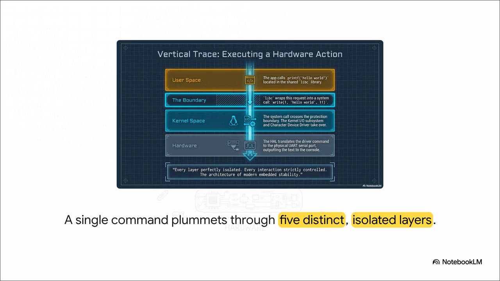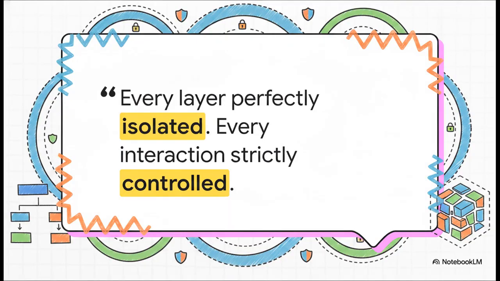Starting way up at the top of the user space, an app calls a function like printf for hello world, which lives inside a dynamically linked shared library. That library takes the request, wraps it up into a precise system call, and drops it straight across the protection boundary into the kernel space. The kernel's I/O subsystem and character device drivers take over from there, routing it down to the hardware abstraction layer, which translates that driver command into the exact electrical pulses needed to light up the physical console. Every layer perfectly isolated, every interaction strictly controlled. The architecture of modern embedded stability.